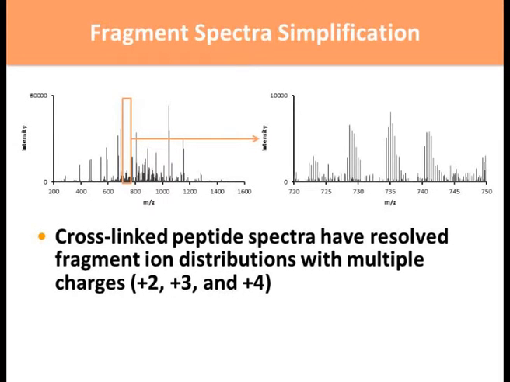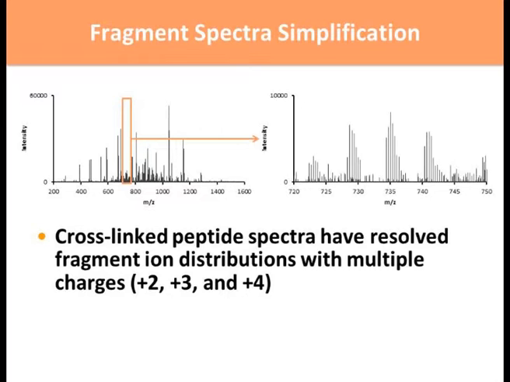The second spectral refinement step is the fragment spectra simplification. So this is now at the MS2 level. In that, as I mentioned earlier, your fragment ion spectra are typical. They're like any other shotgun spectra, except a bit more complex because they come from two different proteins. So there's a lot more peaks.